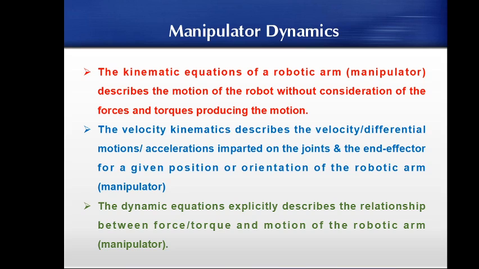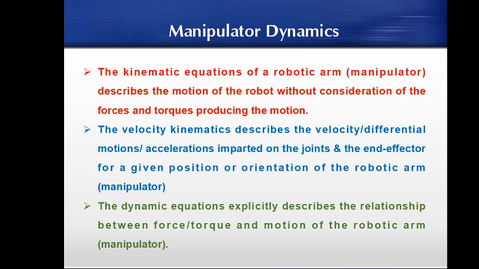We started with the kinematic equation analysis, where without considering any of the force or torque that is being exerted on our robotic arm, we were deriving the mathematical expressions in order to describe the motion, and at last we were able to generate the mathematical expression for the position and orientation of a robotic arm or manipulator's end effector.